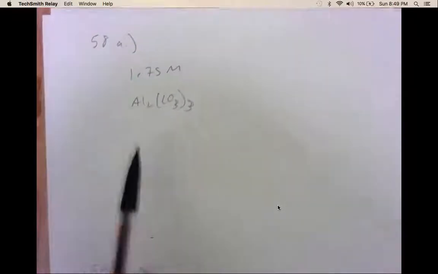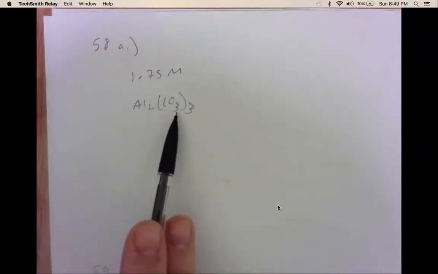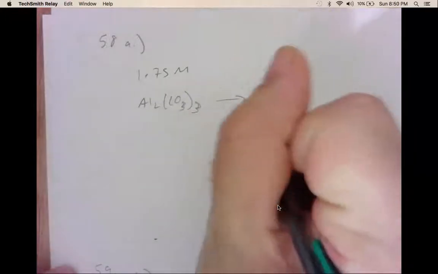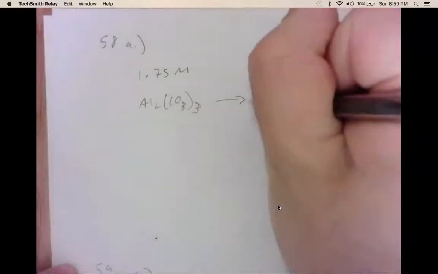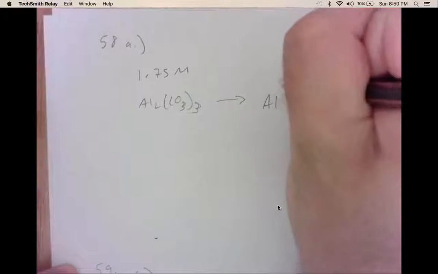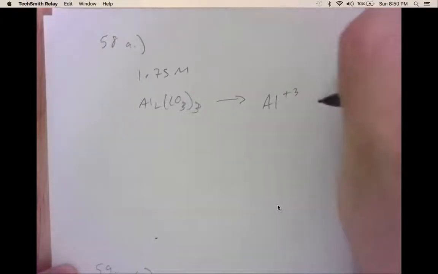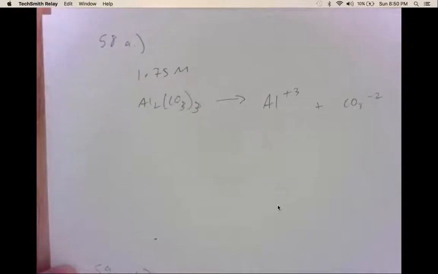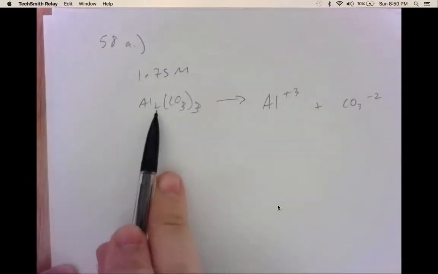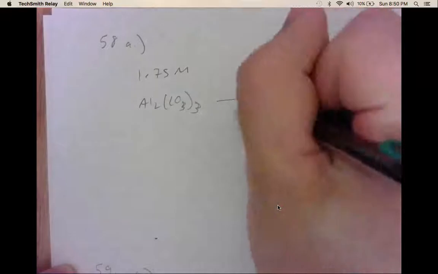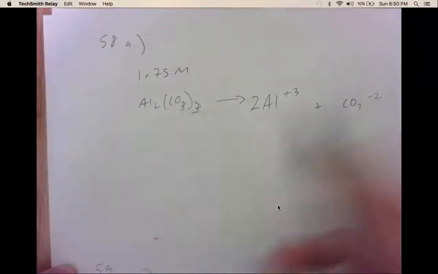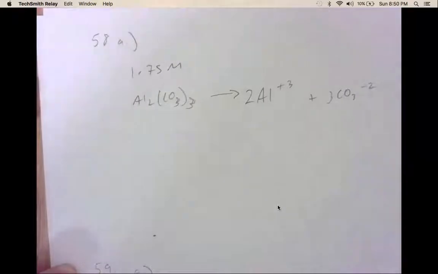We know this is an ionic compound because we have our metal with our non-metal. When ionic compounds are placed in water, they dissociate. So this would break up into its ions. Aluminum with a +3 charge, and carbonate with a -2 charge. Next, you would have to balance it. You would see here that you have two aluminums on the left side, so we put a 2 in front. We have 3 carbonates on this side, so we put a 3 in front.